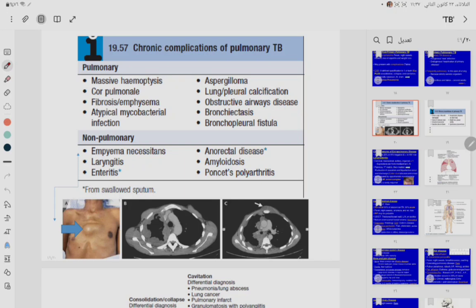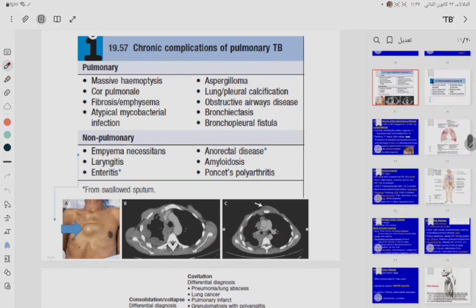Lung pleural calcification, obstructive airway disease, bronchiectasis, bronchopleural fistula. Non-pulmonary: empyema, laryngitis, enteritis. Sometimes we might miss it, or we think the patient might have Crohn's, due to a right iliac fossa mass, but it will be enteritis and ileitis with TB granulomas. So it might mimic Crohn's as well. Amyloidosis and Poncet's polyarthritis. You can see that. Next, please.